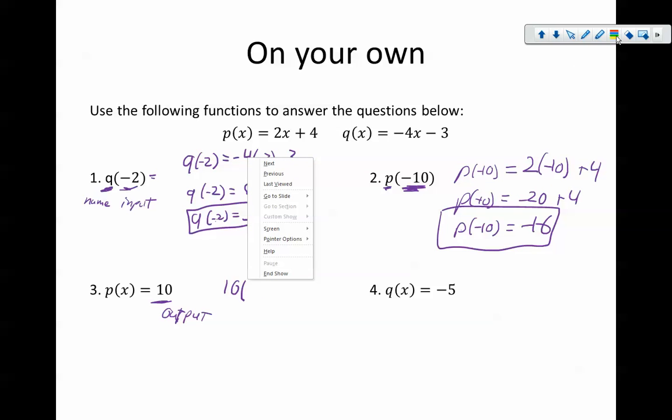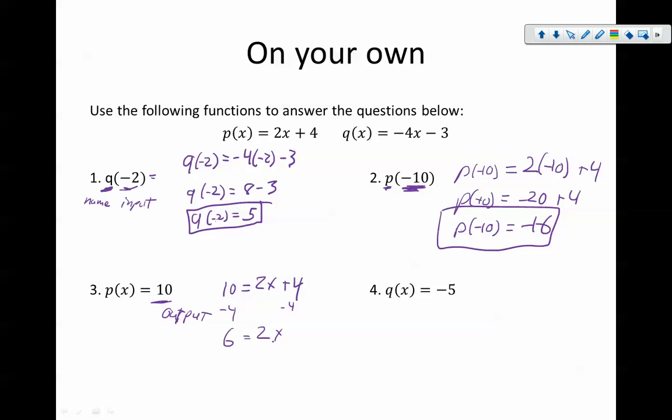I did it again. This is the same thing I did in the last video. I'll try that again. I'm going to replace p of x with 10, and then I'm going to write in the 2x plus 4, right? I replaced p of x with 10 because that's the output, and now I'm going to solve this equation. And I'm just getting the x by itself.